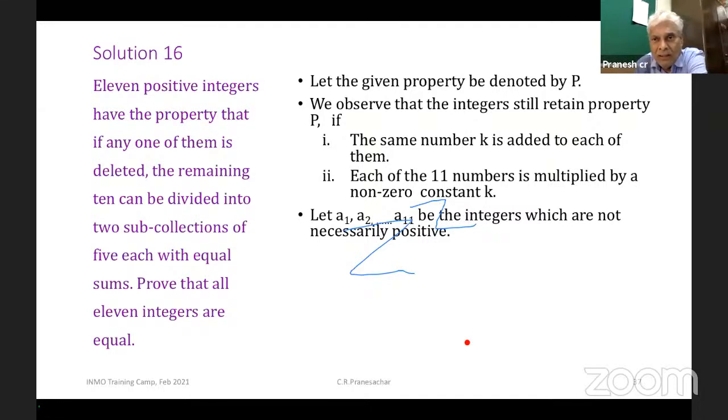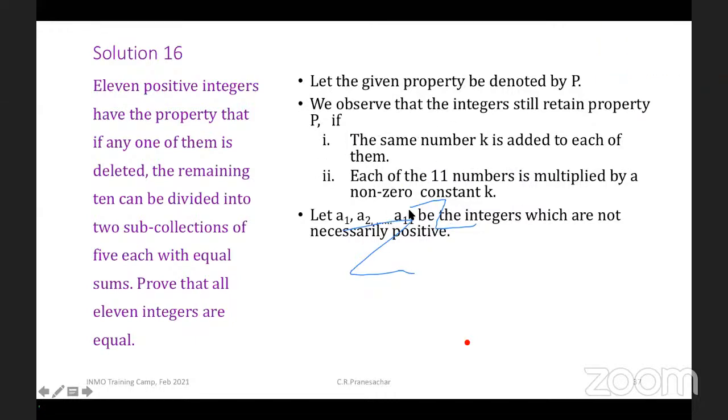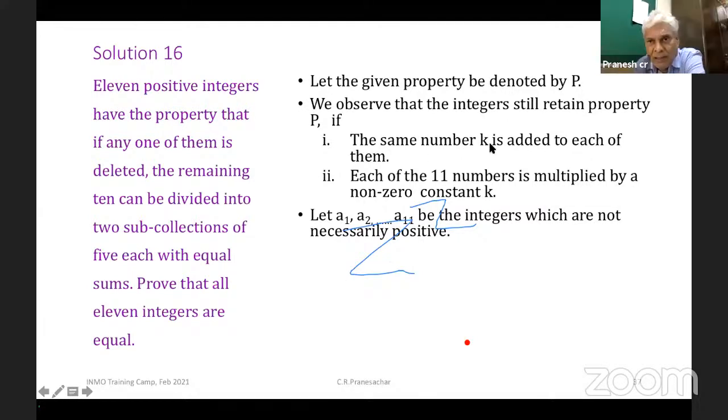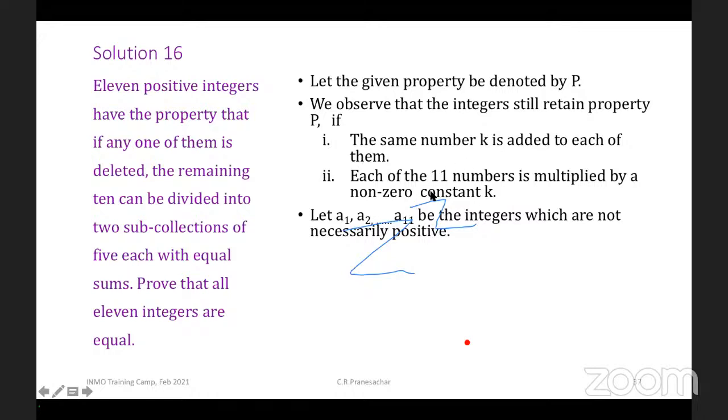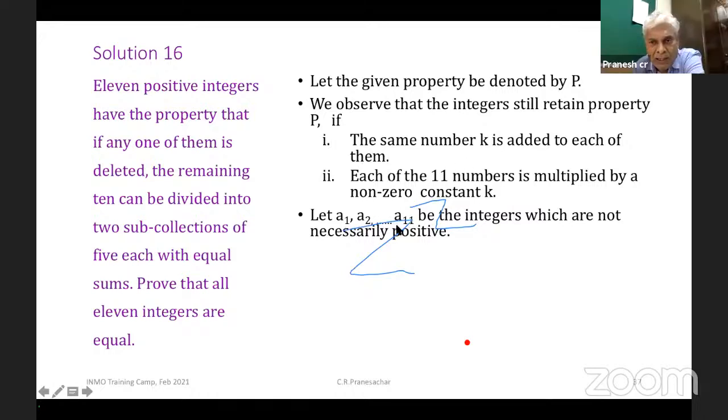First we look at the possibilities of the property P remaining the same if some changes are made to A1, A2, etc., A11. So let me repeat: if you add the same integer K to each of these numbers, the property is still retained. Even if you multiply by a non-zero constant K, positive or negative, the property P is still retained, because you have Ka1, Ka2, etc., Ka11. Since the A's satisfy the property P, the Ka's also satisfy the same property P.